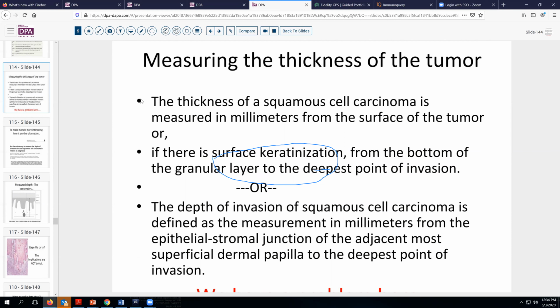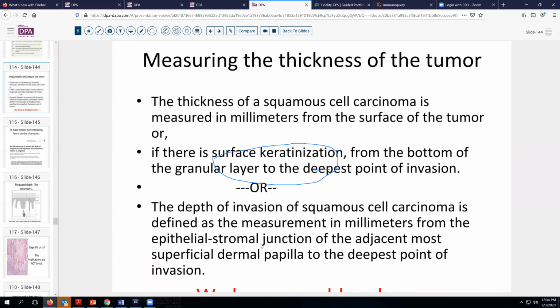Thickness of the tumor. So here's the instructions. Thickness of a squamous cell carcinoma is measured in millimeters from the surface of the tumor, or if there's keratinization, from the bottom of the granular layer to the deepest point of invasion. Okay, seems simple enough, but the depth of invasion of squamous carcinoma is defined as measurement in millimeters from the epithelial stromal junction of the adjacent most superficial dermal papillae to the deepest point of invasion.